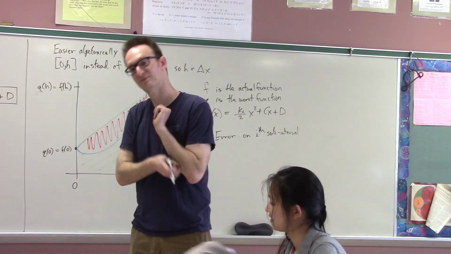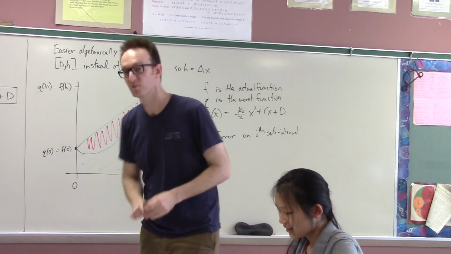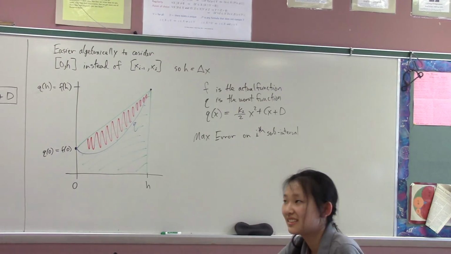The left point is just the same as q of 0. The slope of the subinterval.